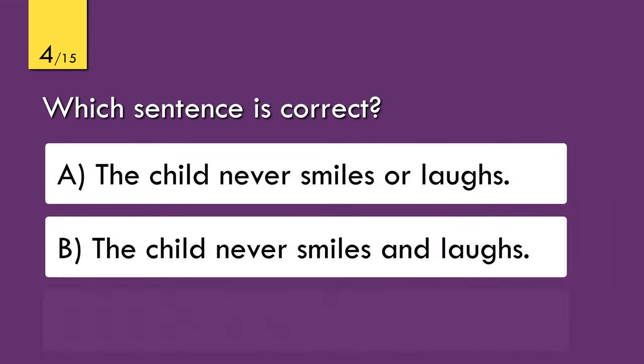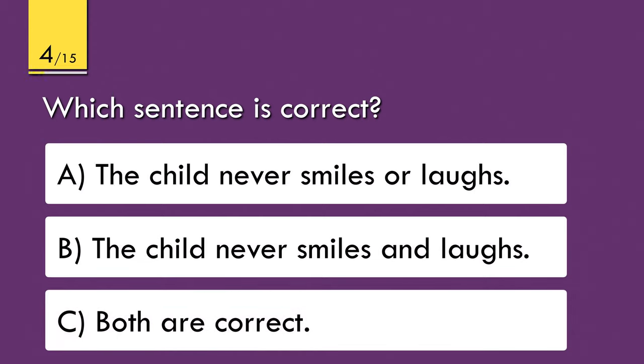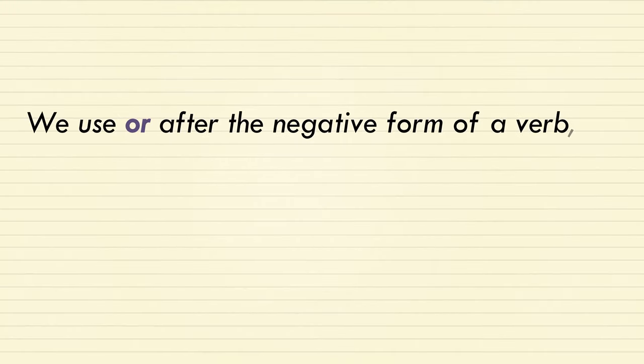Question 4. Which sentence is correct? The correct sentence is, "The child never smiles or laughs." We use "or" after the negative form of a verb instead of "and."